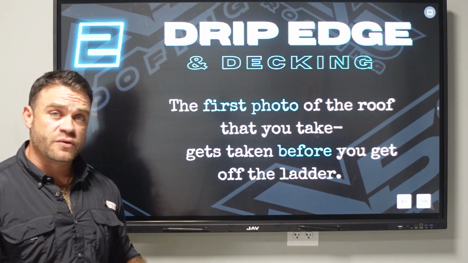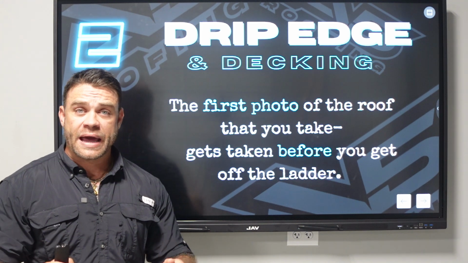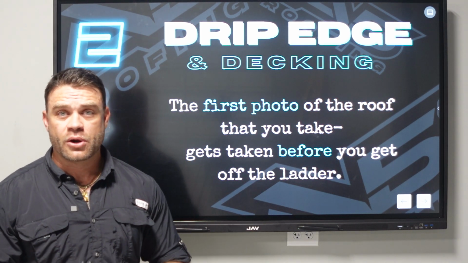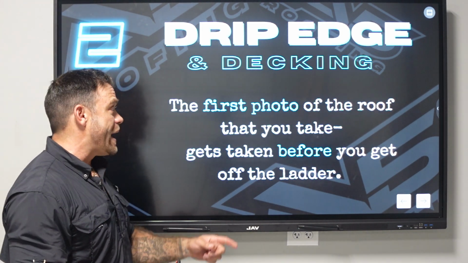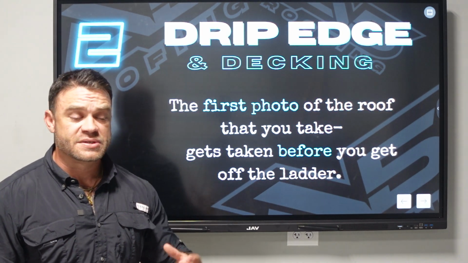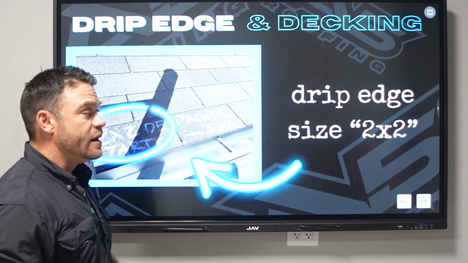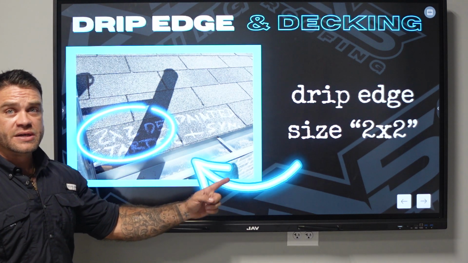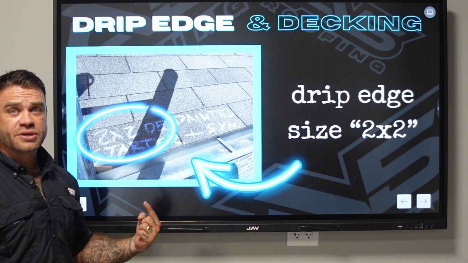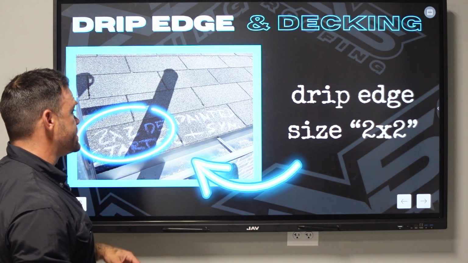After you're done taking the photos of the elevations and the sides of the home, when you set up the ladder for the first time ever to get on the roof, the first photo you actually take is before you ever get off the ladder. This is the first official photo of the roof system itself. Now, that photograph is going to give us a lot of information about what happens to be present as far as the layers of the roofing system go.